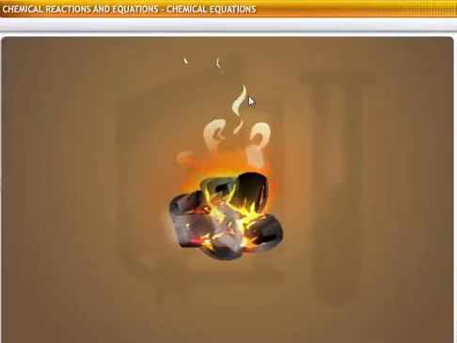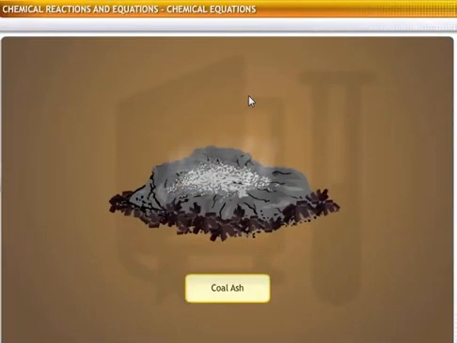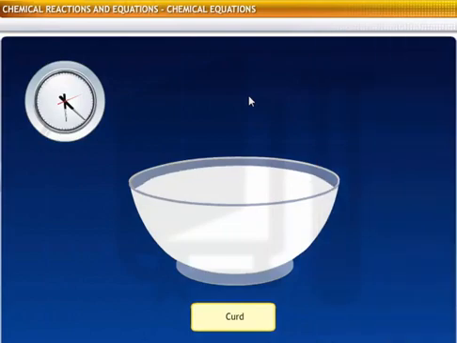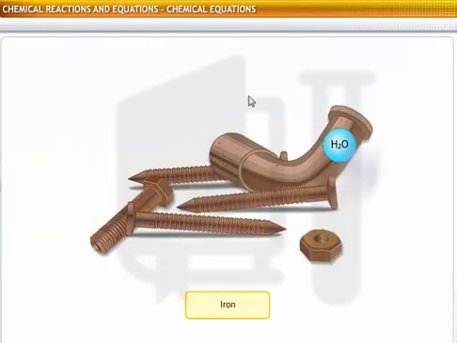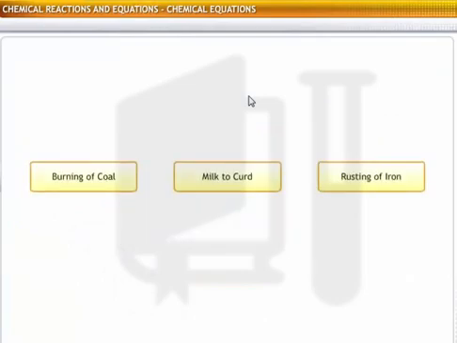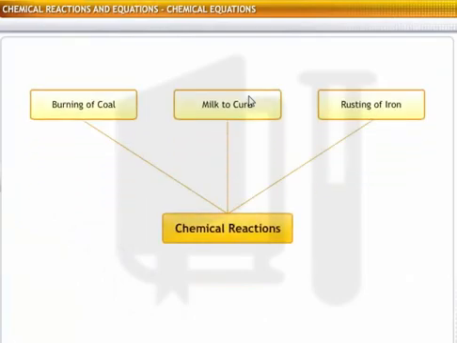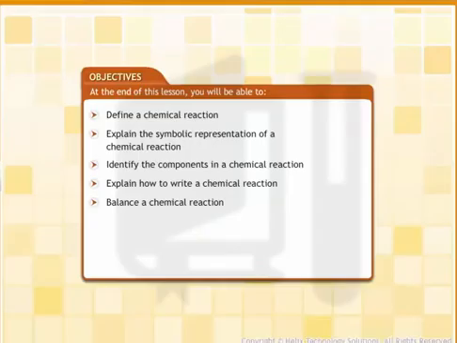Changing of coal when it is burned to produce heat, changing of milk into curd, and rusting of iron when exposed to moisture. All these changes are a result of chemical reactions. These chemical changes can be represented through chemical equations. In this lesson, you will learn about writing and balancing chemical equations.